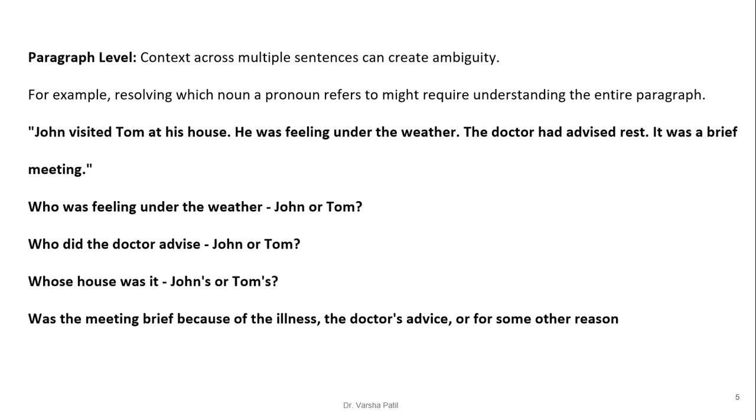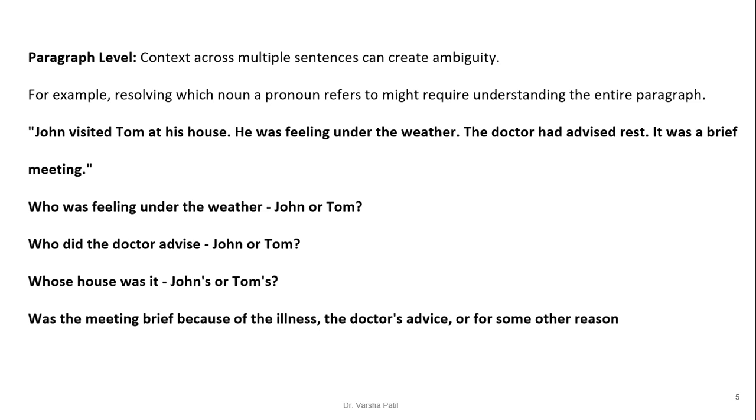Paragraph level. Context across multiple sentences can create ambiguity. For example, resolving which noun a pronoun refers to might require understanding of the entire paragraph. For example, John visited Tom at his house. He was feeling under the weather. The doctor had advised rest. It was a brief meeting. Now the questions are unanswered.